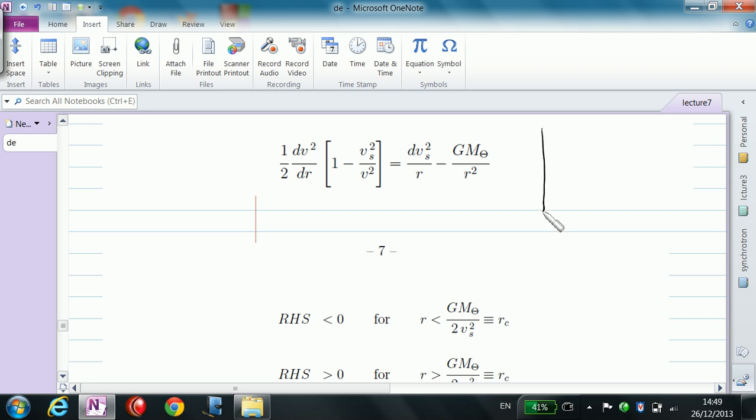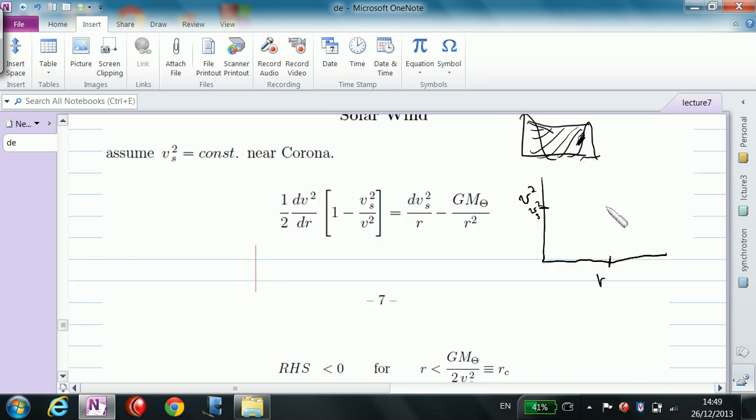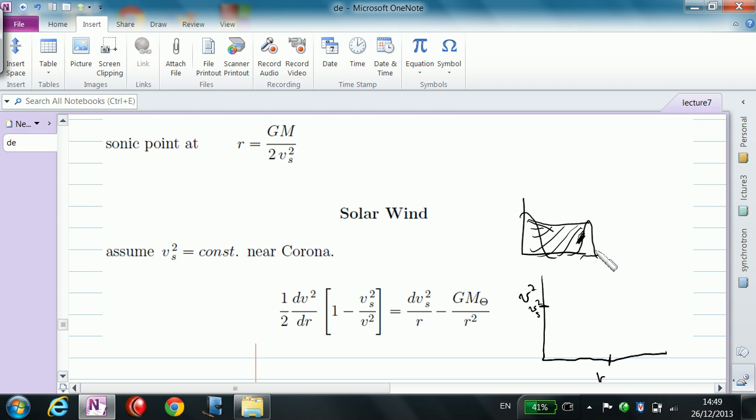So let's make this r, and let's make this v squared, and this will be vs squared. And let's call this r sub s. So this is the critical point where both sides of the differential equation equal 0.